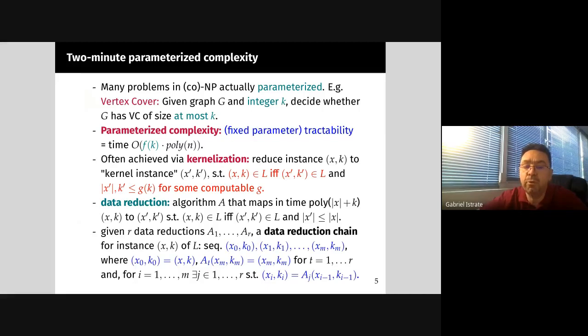And you can apply a data reduction several times. In fact, you may have multiple data reductions at one time, and you can create a data reduction chain where the first instance in the chain is the original instance. The last one is a kernel instance for all the rules. You cannot reduce it anymore. And one instance follows from the previous one by applying one of these reduction rules. Okay, so this is pretty standard in the theory of kernelization.